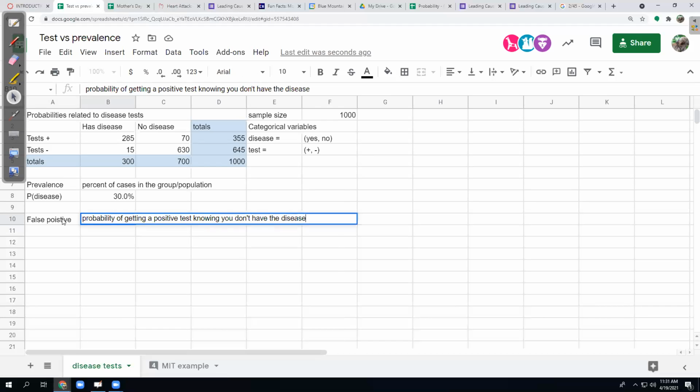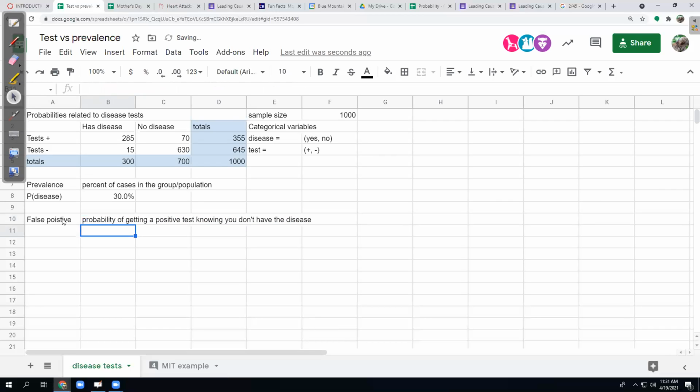Now, often we really don't know this. Right? It has to be researched on how to figure out. It's a hard thing to figure out. The notation I would write for that is probability that you had a positive test. I'm just going to use a plus for positive. If, which means knowing, you don't have the disease. So no.